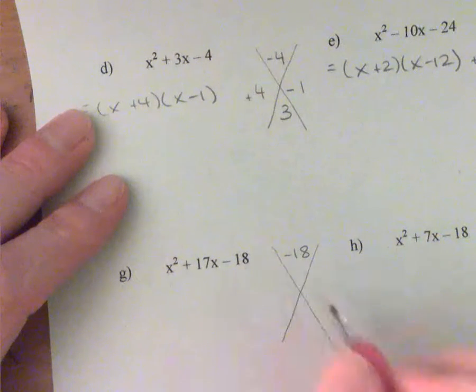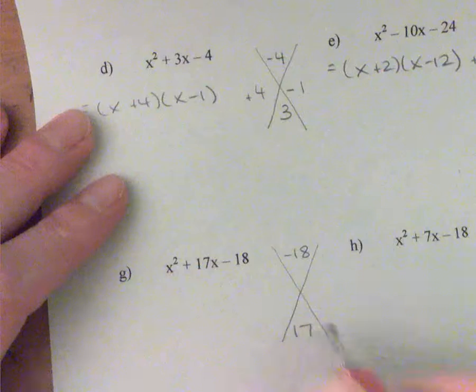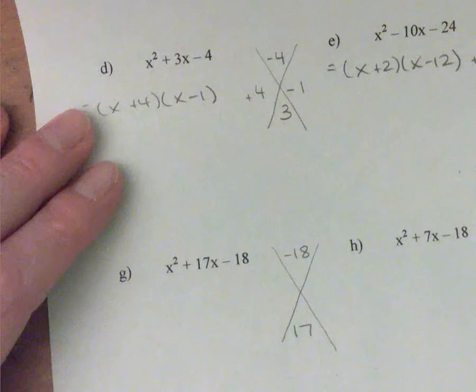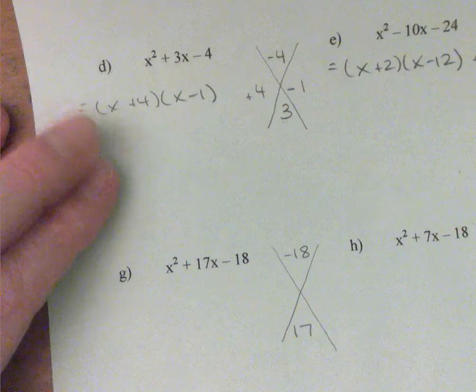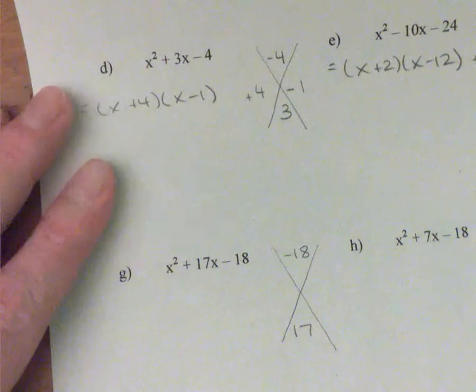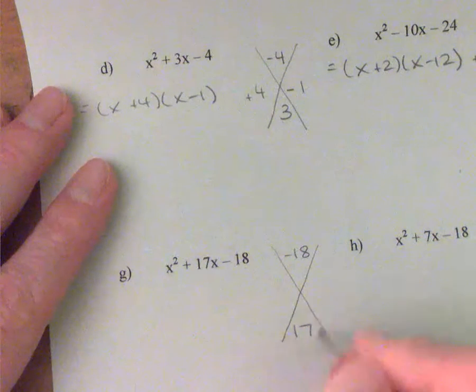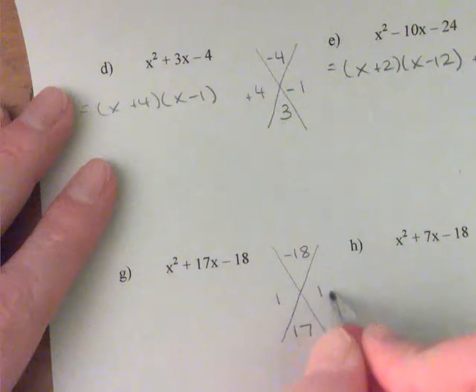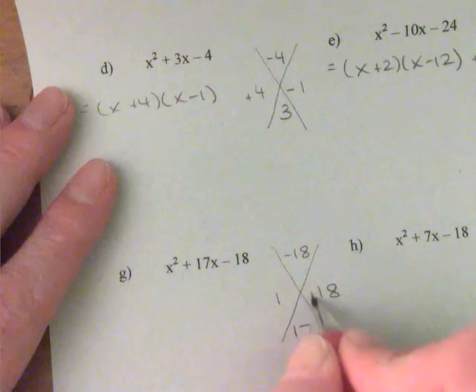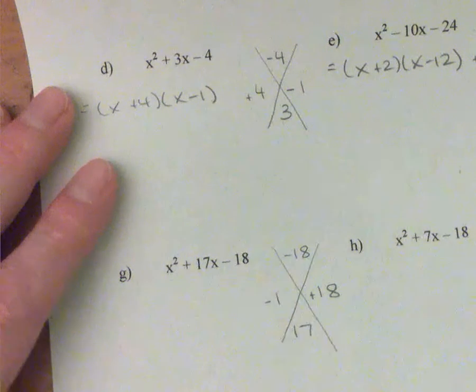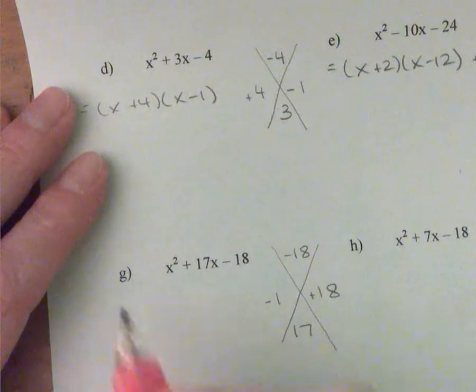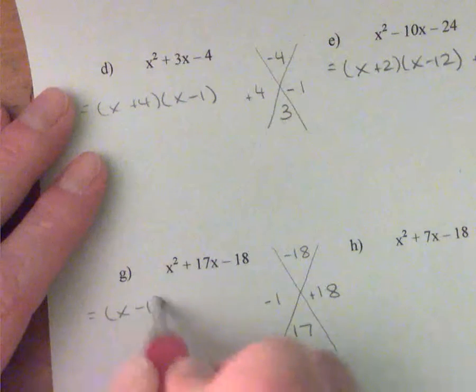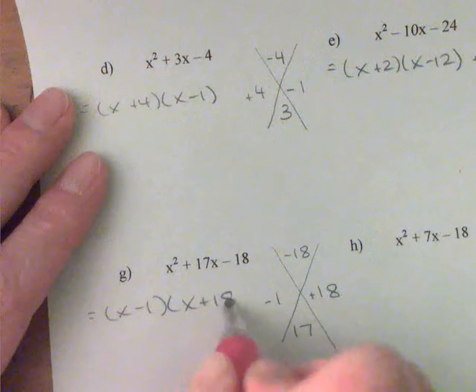So we're going to multiply to negative 18 and add to 17. So I have 1 and 18, 2 and 9, and 3 and 6. So I have to get to 17, so I have 1 and 18. 17 is positive, so 18 will be positive and 1 will be negative. So I have x minus 1 and x plus 18.